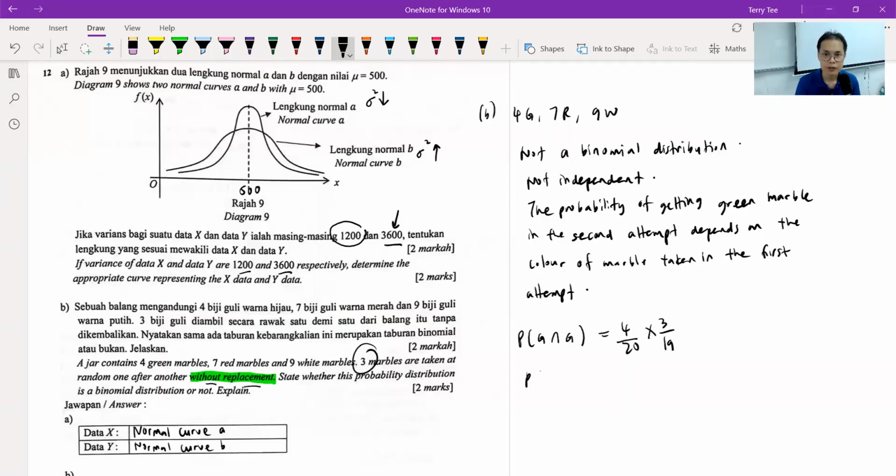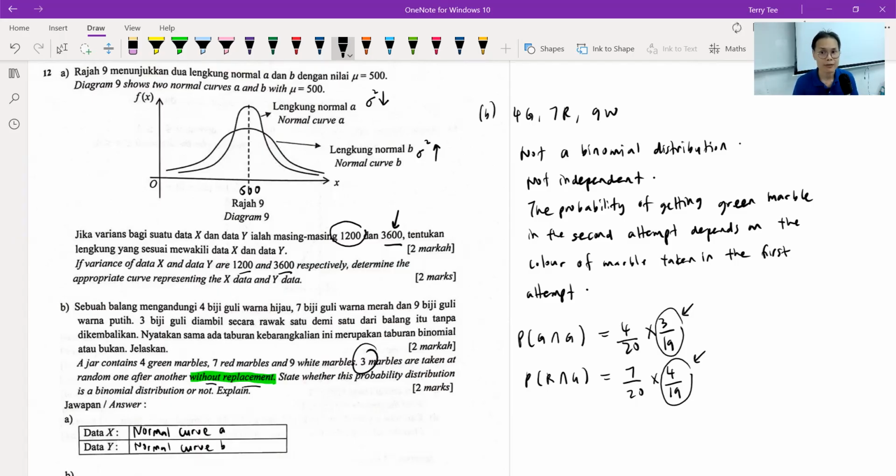Now, if you get a different color, let's say you get red and green. First time you get red, 7 over 20. Second time get green, 4 over 19. You see, the chances of getting green in the second attempt depends on what you're getting in the first attempt, right? So if you get red, or even any other color, or even white, the chances of you getting the green marble is different, is not the same. So you can say the probability of getting green marble in each attempt is not constant.